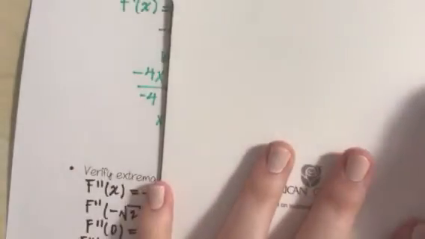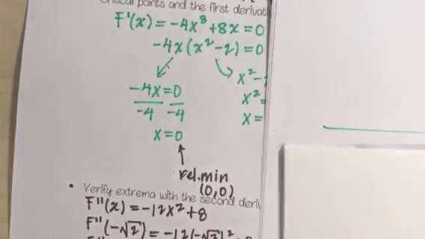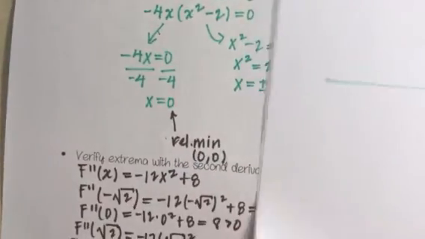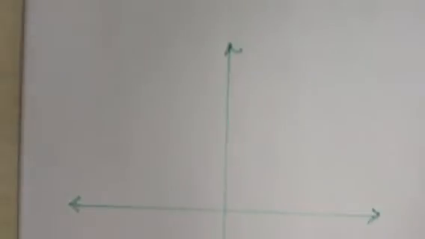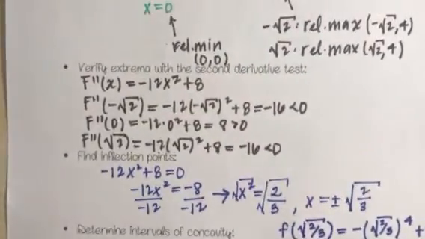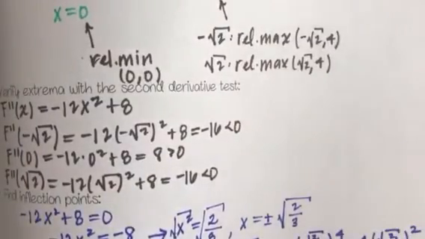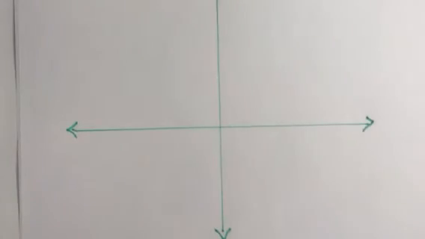So I'm going to go ahead and make an XY graph here. And let's just plot this information out. All right, so I first found my extrema, right? And I found that I have a relative min at 0, 0, and two relative maxes at negative root 2, 4 and root 2, 4. So let's go ahead and plot those points.